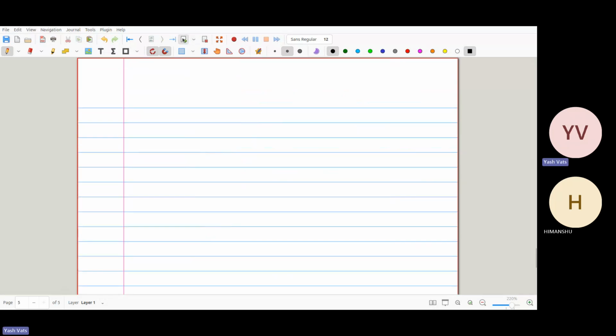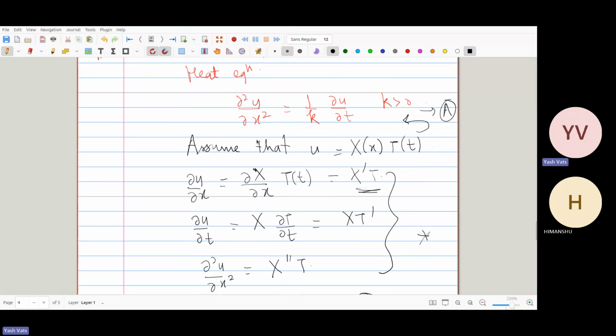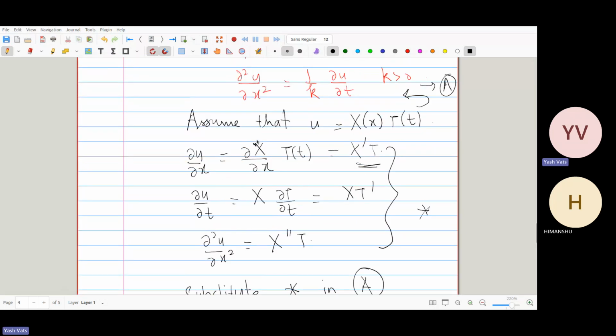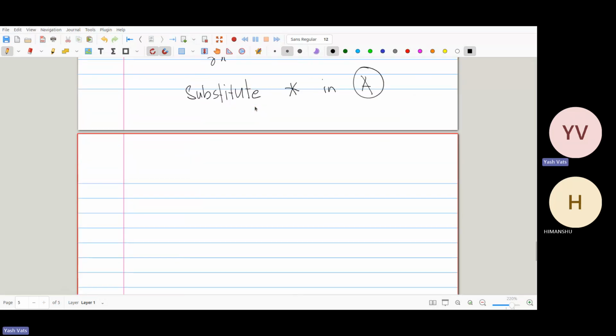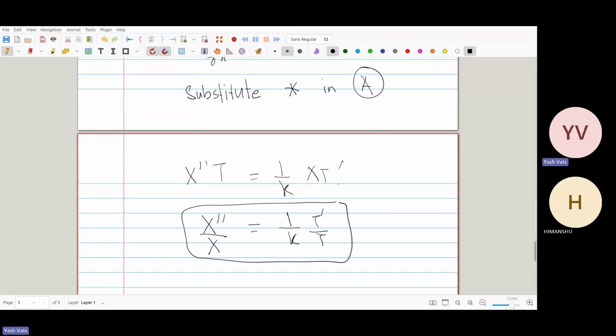Okay, so next one, how do you do that after substituting? That will be x double prime t, which is the same as 1 over k x t prime. I can change it to x double prime divided by x equals 1 over k t prime over t. So that's one thing. Okay, so what's the next step you have to focus on?